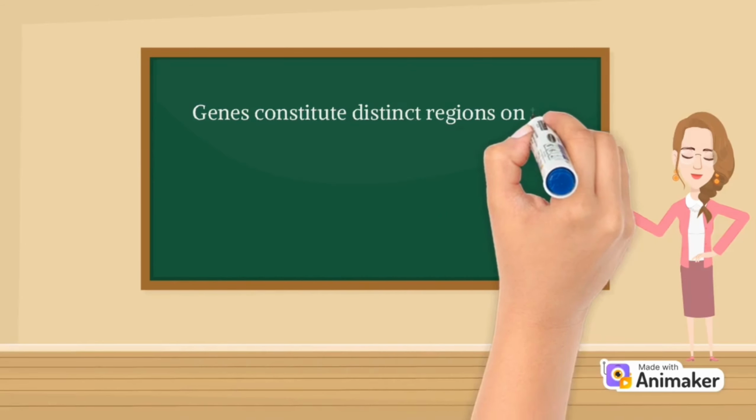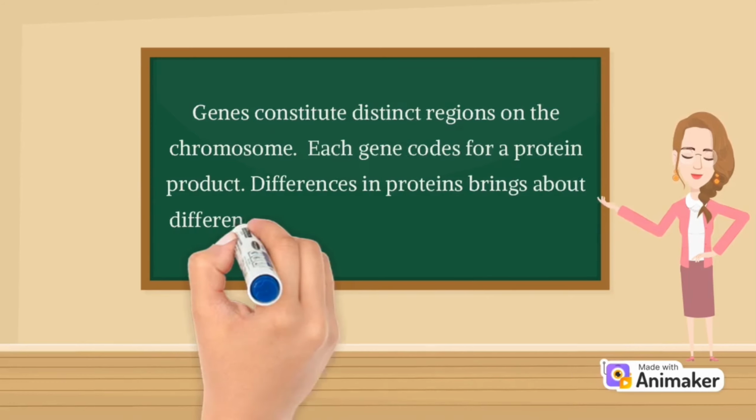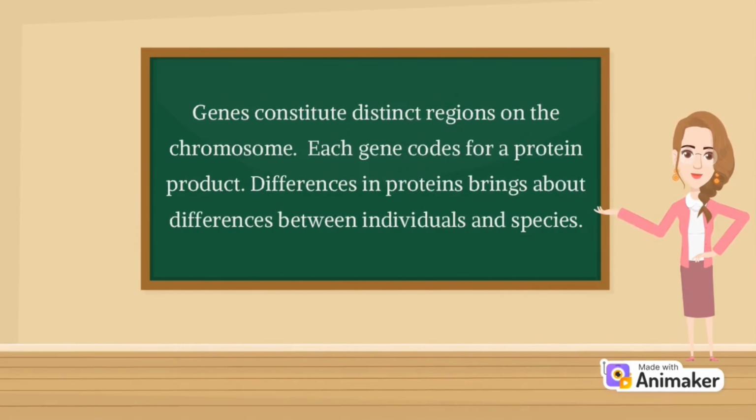Genes constitute distinct regions on the chromosome. Each gene codes for a protein product. Differences in proteins bring about differences between individuals and species.